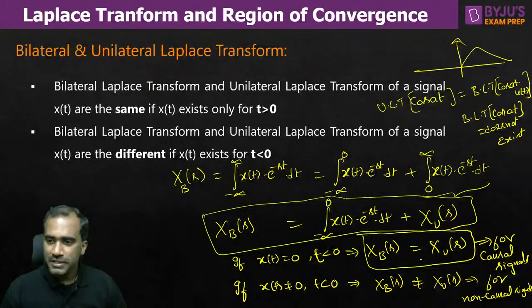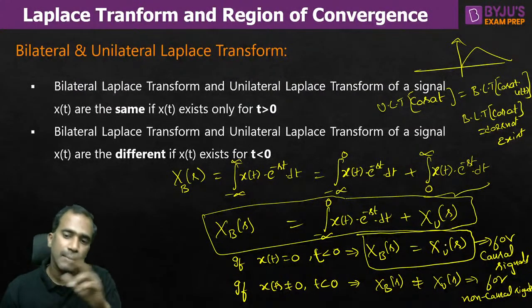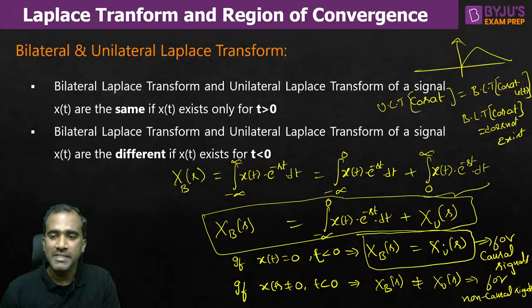So I hope you have understood the difference. Under what conditions are the unilateral Laplace transform and the bilateral Laplace transform the same? For the same signal, you can find the unilateral Laplace transform and the bilateral Laplace transform also. Those two will be the same if you're talking about causal signals. And for non-causal signals, this part will not become 0. That's why the unilateral and bilateral Laplace transforms will be entirely different.